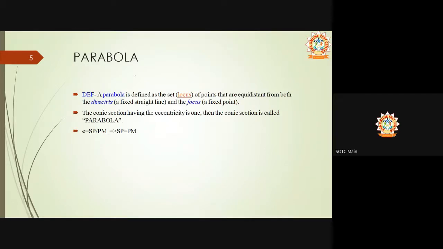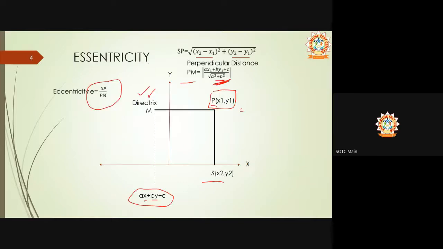Now try to see what a parabola is. In this case E is equal to 1. The eccentricity is 1 in the case of a parabola, which means SP is equal to PM, right? So the distance from the fixed point to the locus point and the perpendicular distance from the fixed point to the directrix are both the same, right?